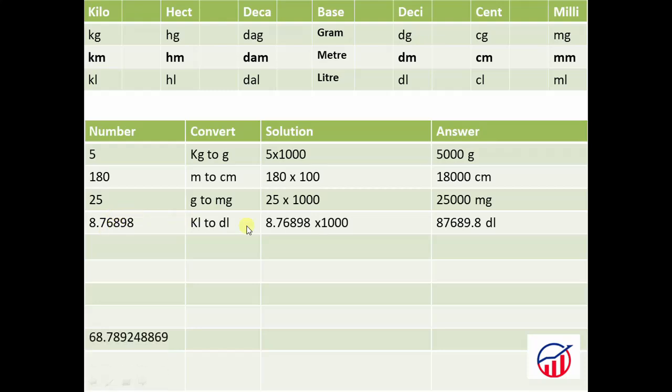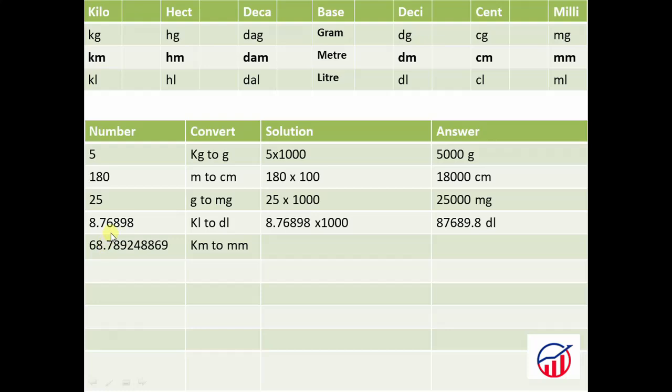Let's solve another example. So this is a digit 68.7892488869. What we need to convert is kilometer to millimeter. Now where is kilometer over here and where is millimeter over here? So how many spaces are in between? 1, 2, 3, 4, 5, 6. We are going to move to the right. We are moving from a bigger to a smaller. So it indicates what? You have to multiply by 6 zeros.